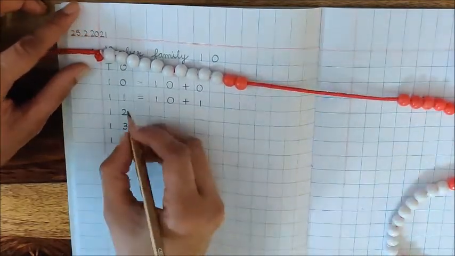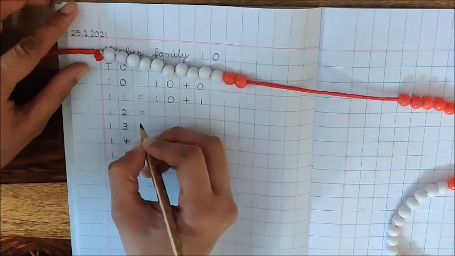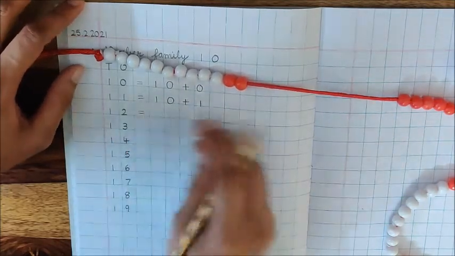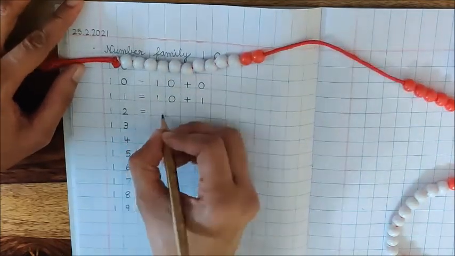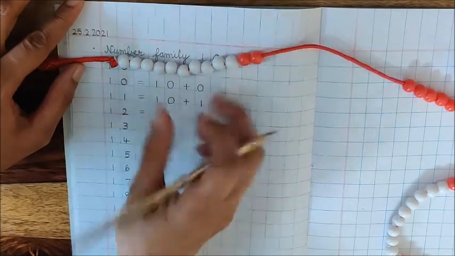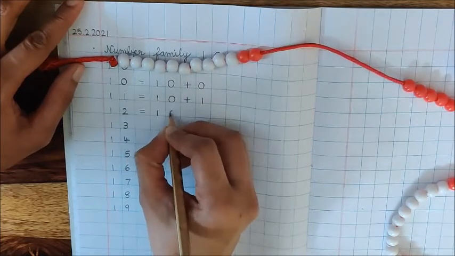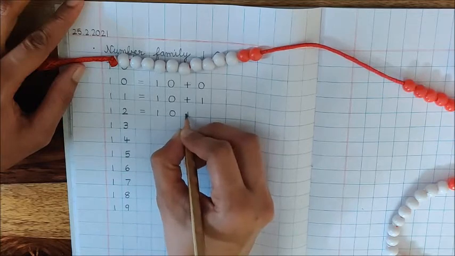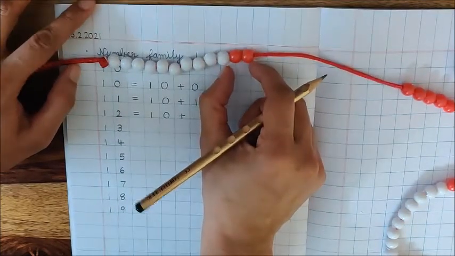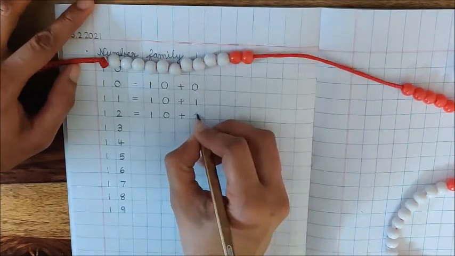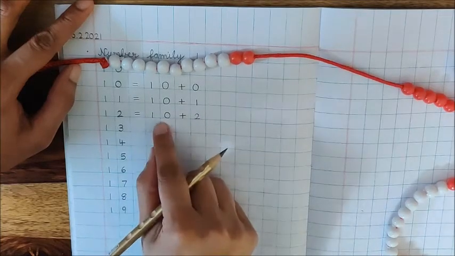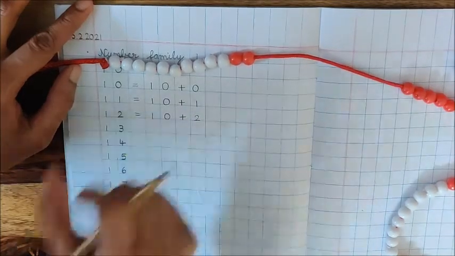So write here, 12 is, don't forget to put this equal to sign children, 12 is 1 ten. We took out 1 ten first. And how many ones? 2 ones. 1 ten and 2 ones is number 12.